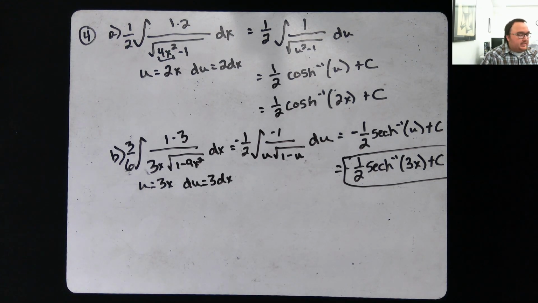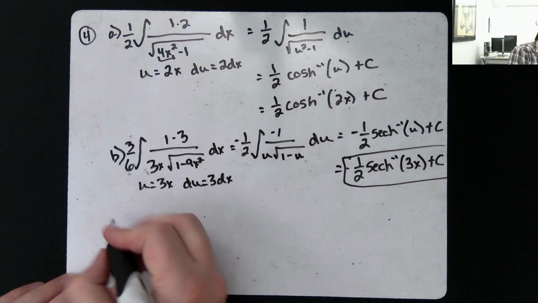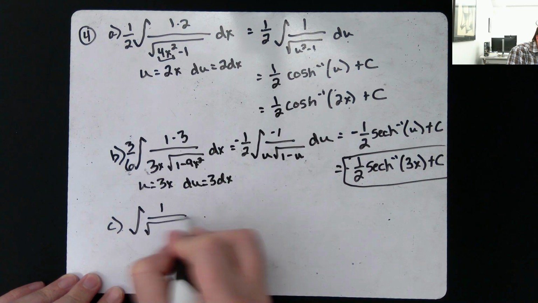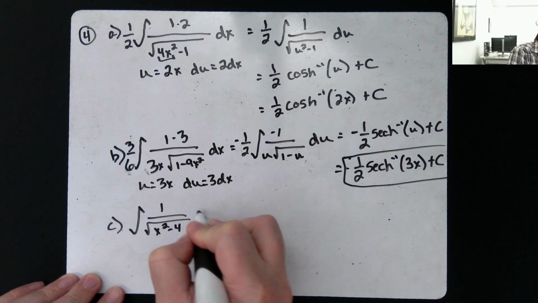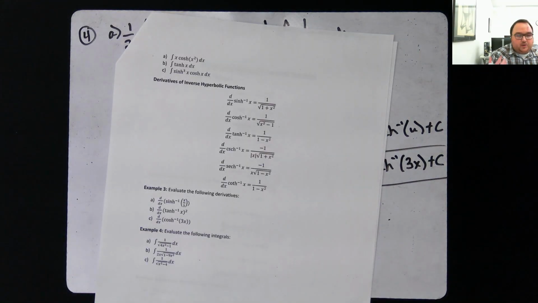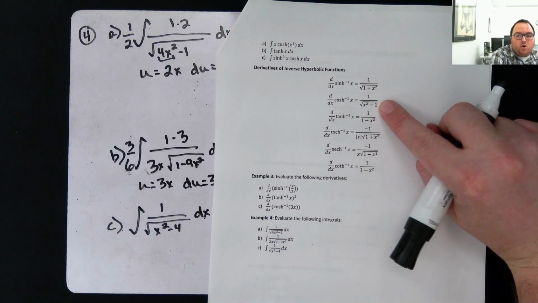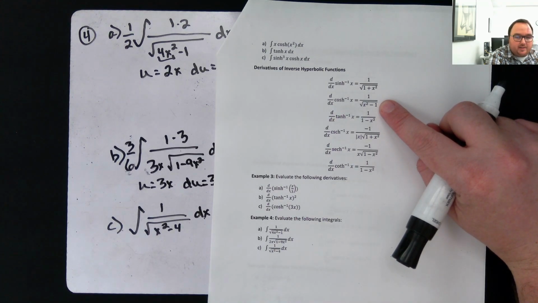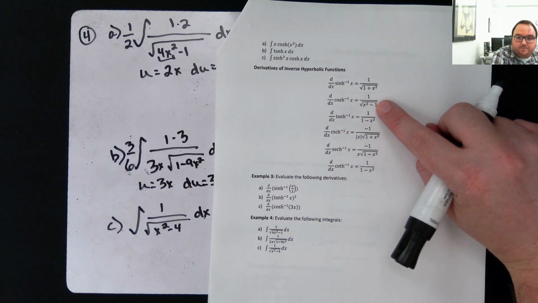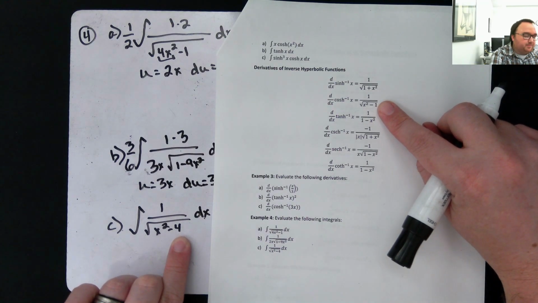Last example, for c, I wonder if I can make it fit right here. Integral 1 over the square root of x squared minus 4 dx. So once again, I'm going to look on here and see if there's a rule this kind of looks like. It kind of looks like this rule, right? 1 over the square root of something squared minus a constant. The difference is the constant here has to be 1. This constant is 4. So there's something I've got to do there, okay?